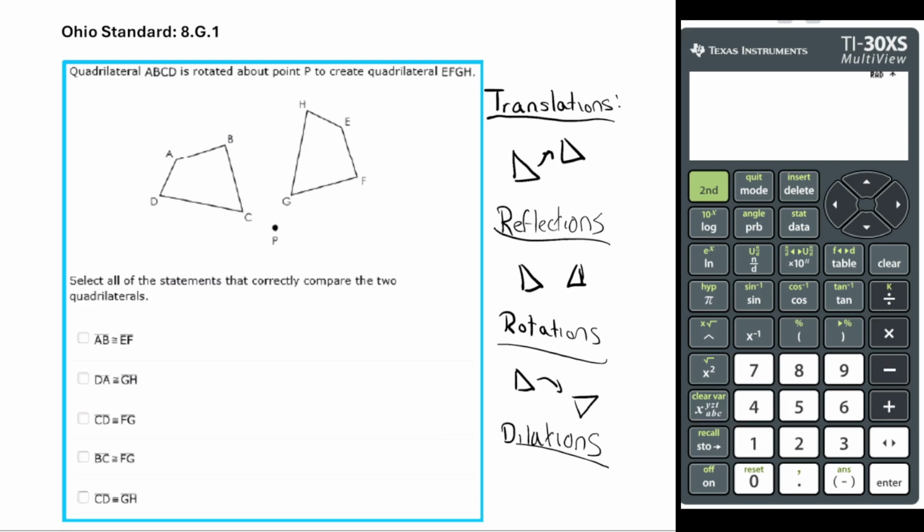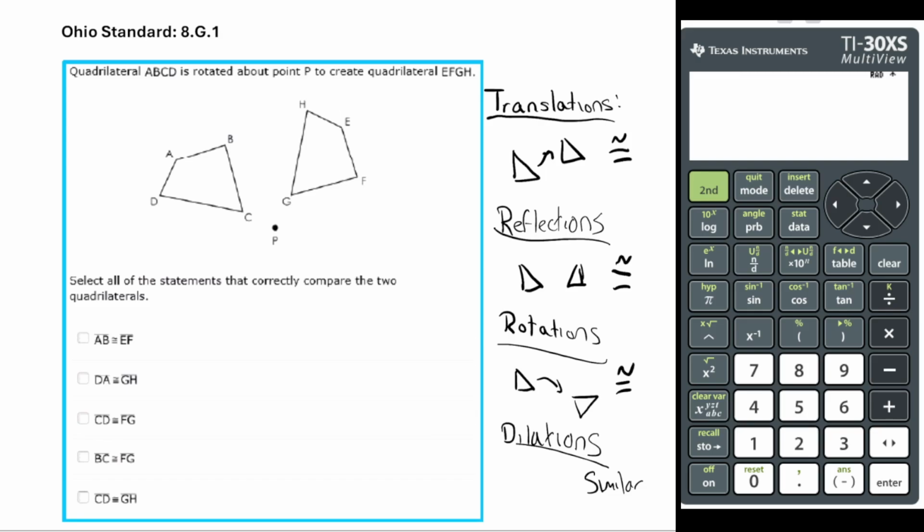And the important thing to know about transformations is that three of the four transformations keep shapes congruent. Congruent means the same sizes, the same lengths, the same angles. The only one that doesn't is dilations, which makes similar shapes. That means it's the same ratios, but it's not the same size. So with that background knowledge, let's get into number one.